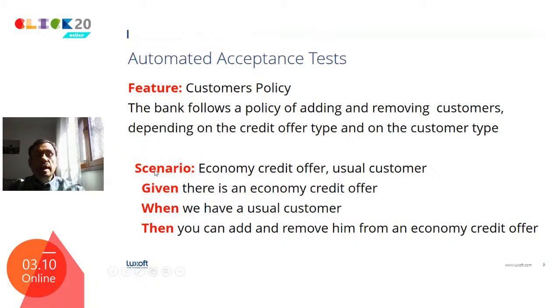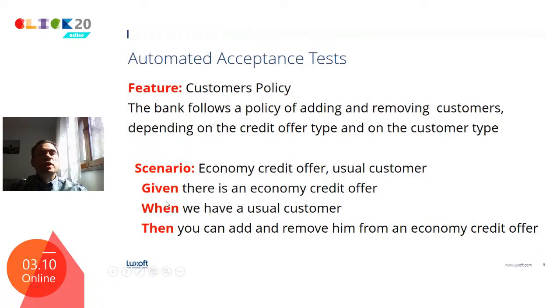So we say a scenario. For example, the scenario is economy credit offer, usual customer. So one of the combinations. And we say here, given there is an economy credit offer, when we have a usual customer, then you can add and remove him from an economy credit offer. We see here that we have some keywords written in red: feature, scenario, and especially important for our discussion, these ones: given, when, and then.